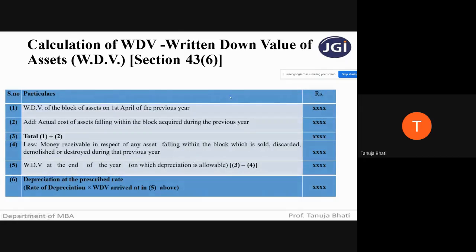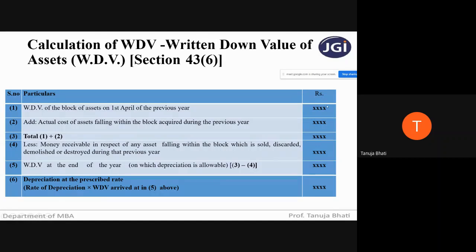First of all, you'll know that a particular financial year starts from 1st April and ends on 31st March of the succeeding year. So first you have to take the opening balance of the block of asset. Now suppose the block of asset is building, then you need to take the WDV of the building. Suppose it is furniture, you need to take the written down opening balance of that furniture. So WDV of the block of asset on the 1st April of the previous year. Suppose it is 2019.